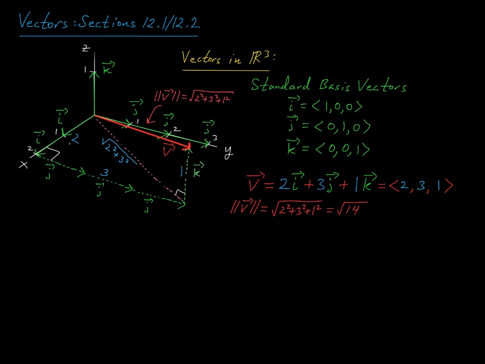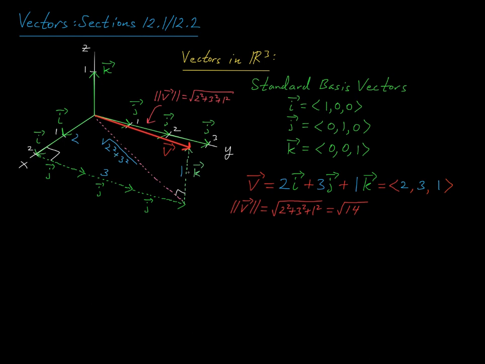How can we do that? Well, first note, there's this right triangle in the xy plane, whose height is 2, whose base is 3, and whose hypotenuse, using the Pythagorean theorem, is the square root of 2 squared plus 3 squared.